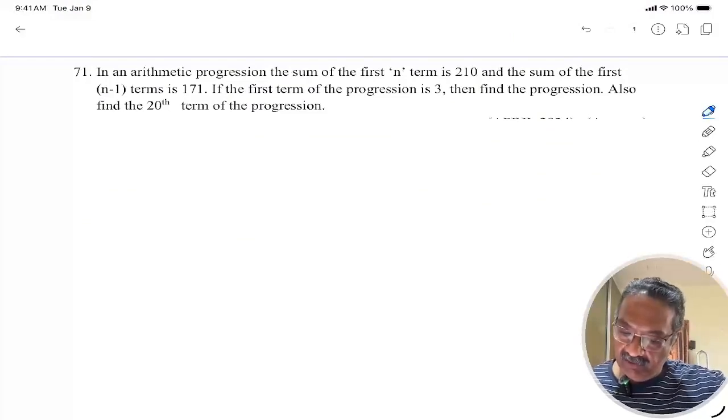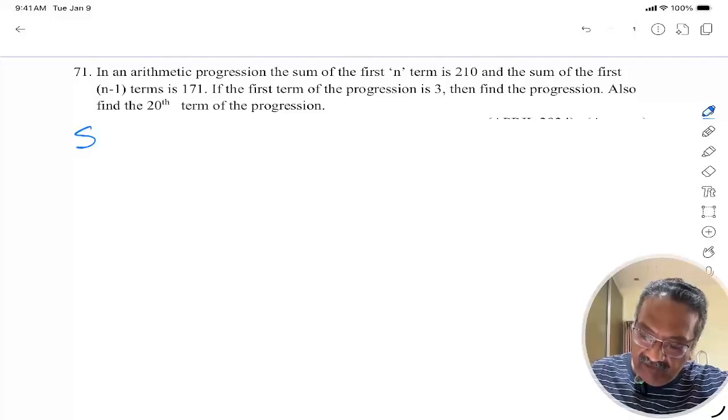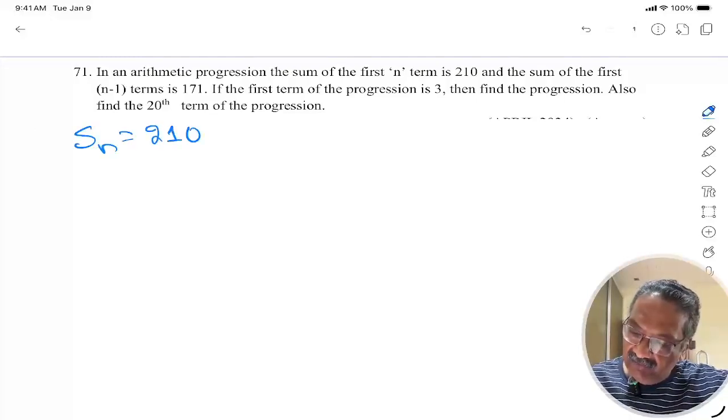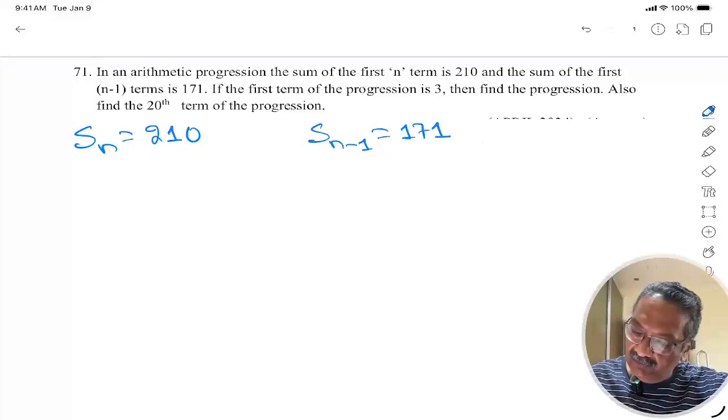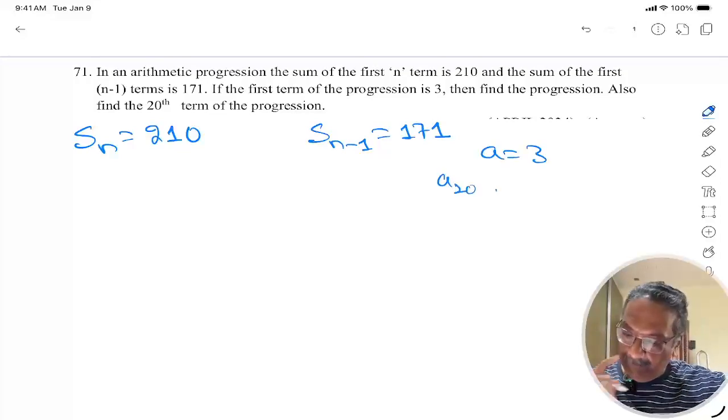In an arithmetic progression, the sum of first n terms is 210. Mathematically, they have given Sn as 210. And the sum of the first n minus 1 terms, so Sn minus 1 is equal to 171. The first term of the progression is 3, so a is 3. Then find the progression. Also find a20. Okay.